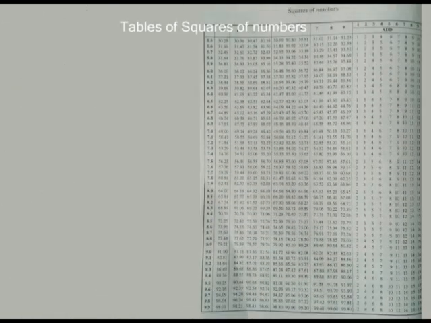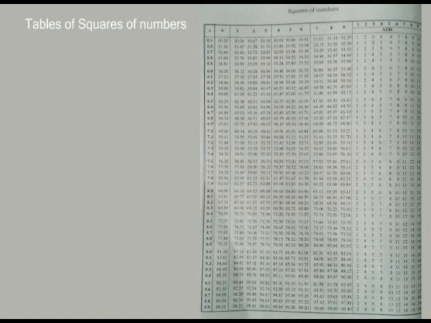This is a sample page of the tables of squares of numbers. In this section, we shall learn how to find the squares of whole numbers and decimals using this table. These tables provide the squares of numbers from 1.000 to 9.999. The table has 3 main sections.